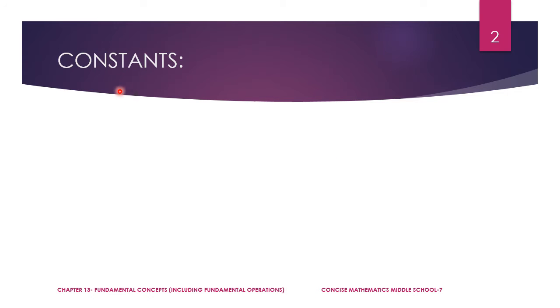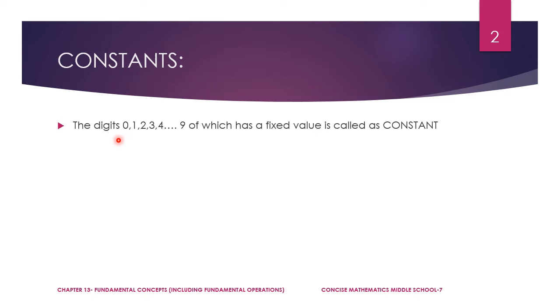Constant. What is a constant in an algebraic expression? A constant is nothing but the integers 0, 1, 2, 3, 4, 5, and so on, up to 11, 12 or any number without any variable beside it, and it has a fixed value. That is called a constant.